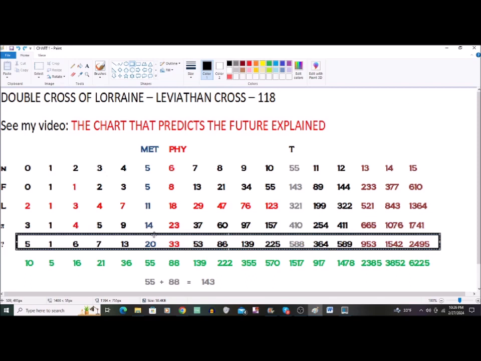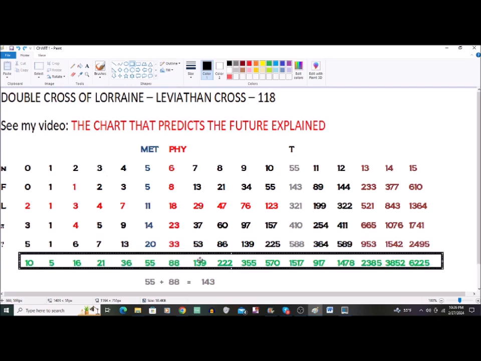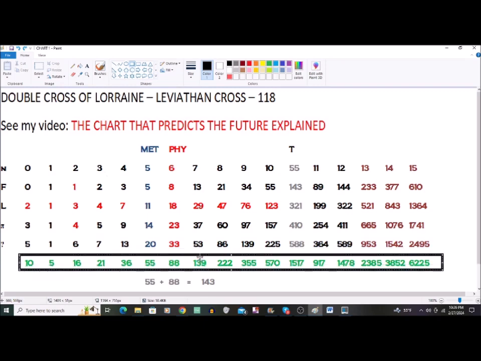As you can tell, I've color coded some of this stuff. I've also got these totals down the bottom in green for each column. What's interesting about the two columns I've labeled here, metaphysical and physical, is the number 55 and the number 88 showing up in there, which, you start thinking about Back to the Future when you see 55 and 88.